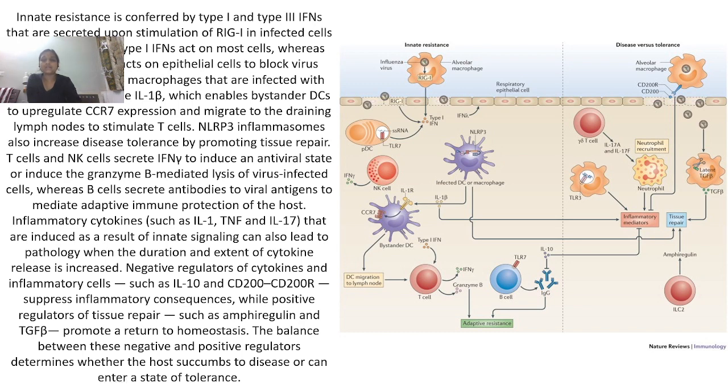So apart from this, innate resistance is conferred, as I already told, by type 1 and type 3 interferon that are stimulated. Here you can see the influenza virus has infected the cell. This alveolar macrophage, as influenza is an upper respiratory virus, it infects the alveolar cells much more easily. This alveolar macrophage contains the virus, which activates RIG-I. Then RIG-I will activate this type 1 interferon, and this single stranded RNA is sensed by TLR7.